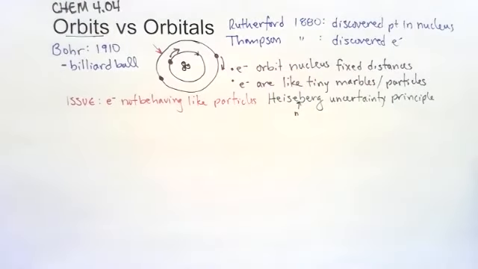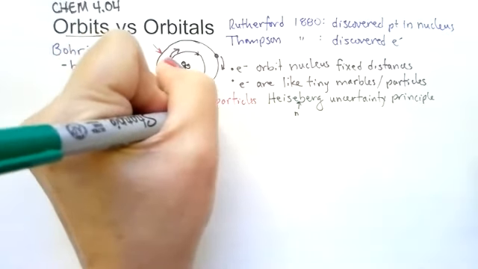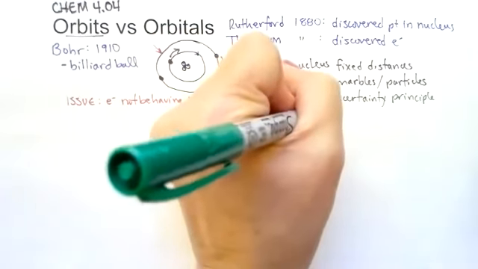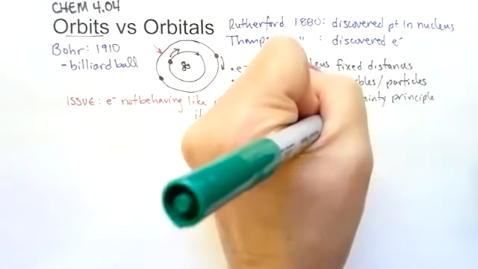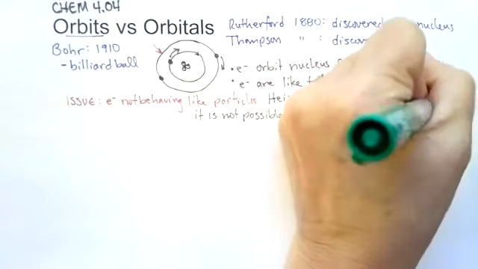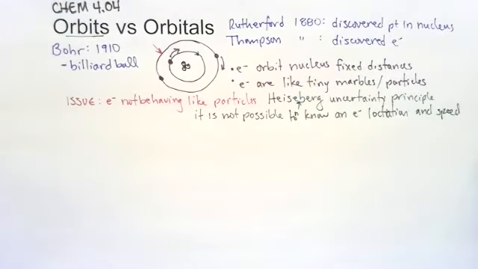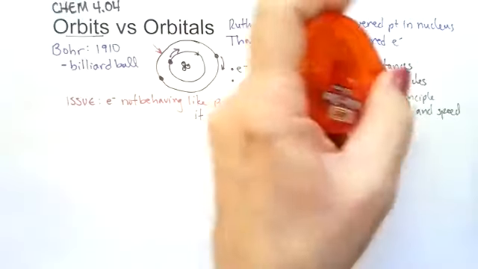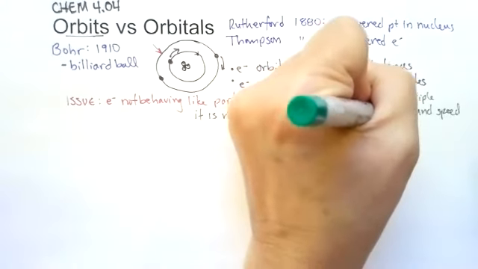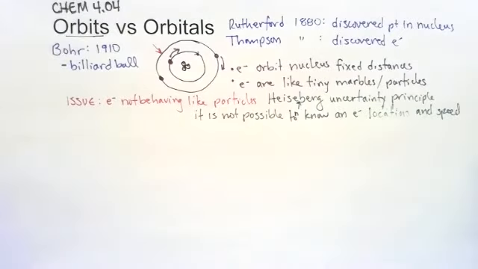The Heisenberg uncertainty principle says that it is not possible to know an electron's location and speed. Which is a little bit weird, because to us that's like, okay. So we can't know both its location and its speed. Well, if you're a particle, you have to. So basically what Heisenberg's uncertainty principle was saying was electrons aren't particles.